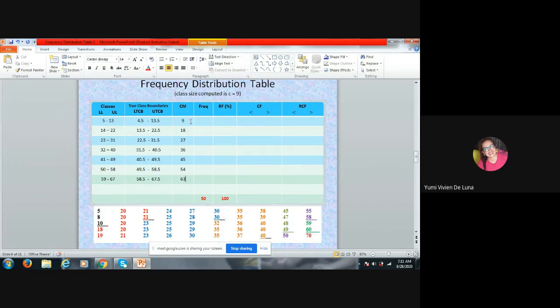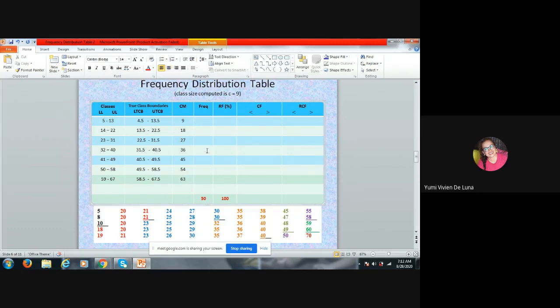But you don't copy that. Okay? You make use of the formula lower limit plus upper limit divided by 2. Apply that to the first value of your class mark, and then for the next values, just add the class size you computed. Okay. So let's go to your frequency.